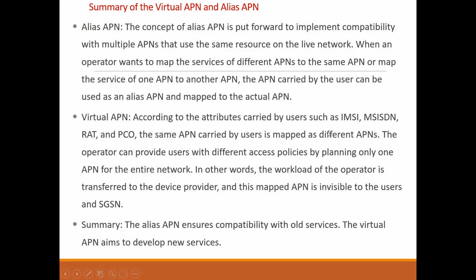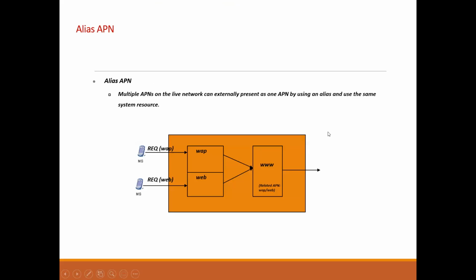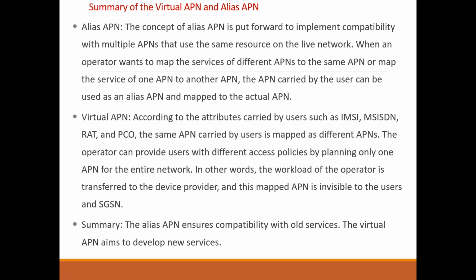Okay, so the alias APN concept is simple. Let's review the summary of this. The alias APN concept is to implement compatibility with multiple APNs. When an operator wants to map the service reference to the same APN, like many to one, or map the service of one APN to another APN, the APN carried by the user can be used as an alias APN.